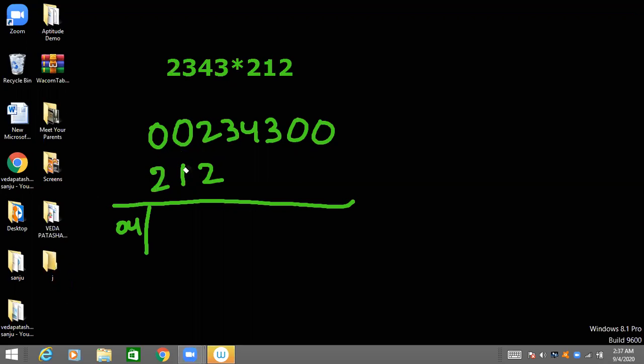Now we need to move the number one step forward. 2, 1, 2 again. Same cross multiplication and addition. 0 times 2 is 0, 2 times 3 is 6, 2 times 1 is 2. Answer is 8.